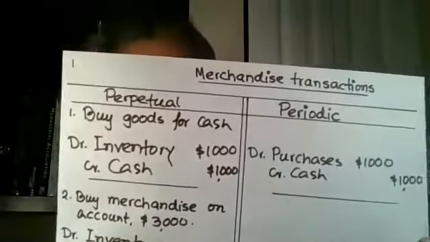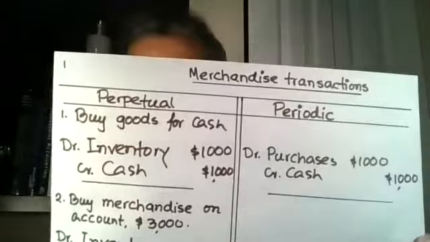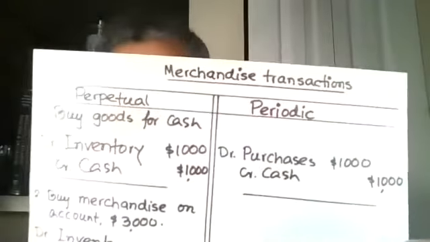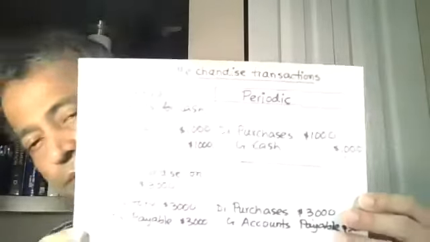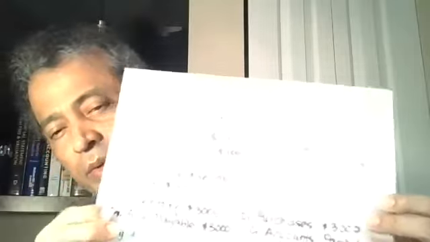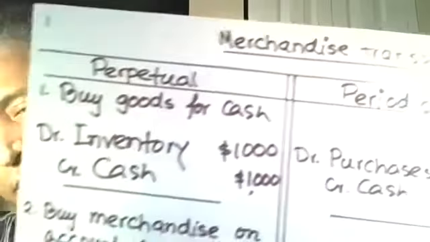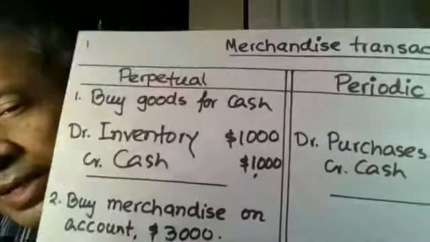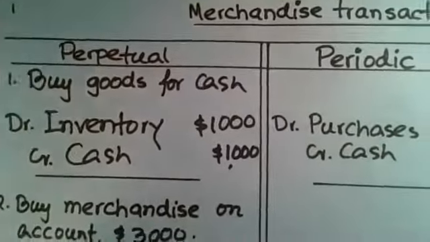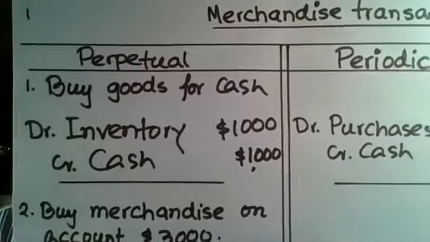All right, so the first transaction that we're going to see accounting for is a purchase of goods. Buy goods for cash. Oh, I'm sorry, it's not too clear. So buy goods for cash. So that is the transaction. What happens when you buy goods for cash?